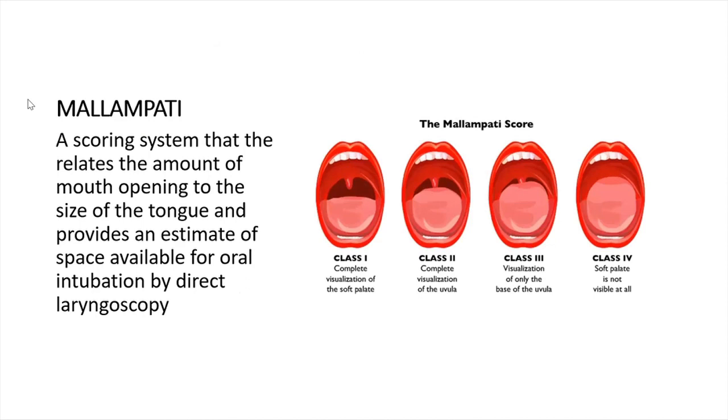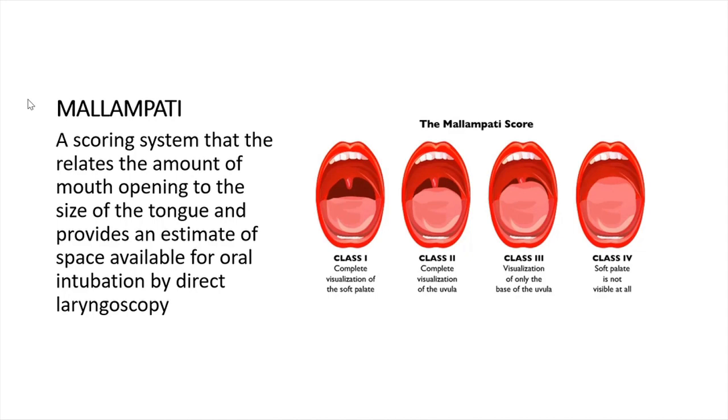Another parameter the anesthetists use is the Mallampati score, a score system that relates the amount of mouth opening to the size of the tongue and provides an estimate of space available for oral intubation by direct laryngoscopy. So you have class 1 to 4. You can see from the images, Mallampati class 1, there is complete visualization of the soft palate. You can see intubation will be easy here.